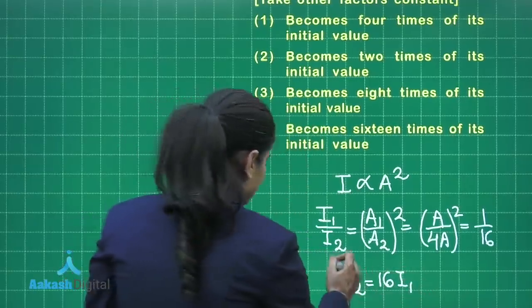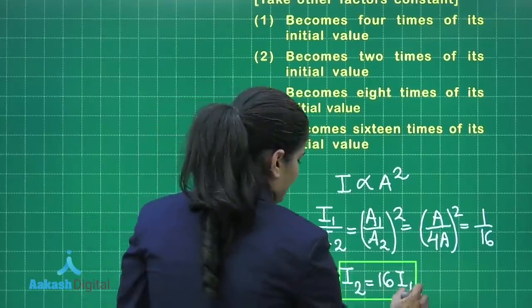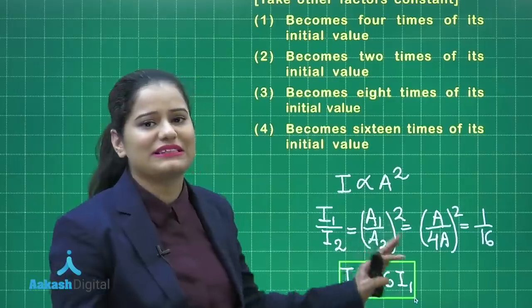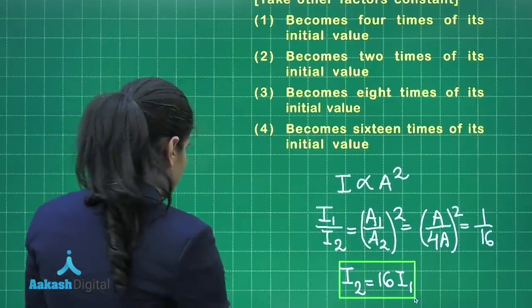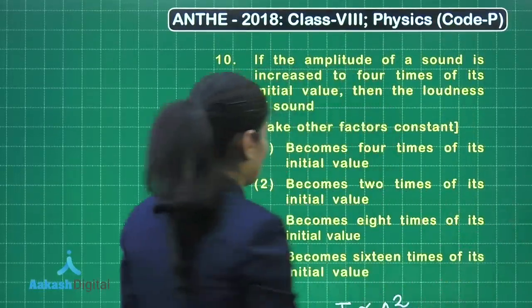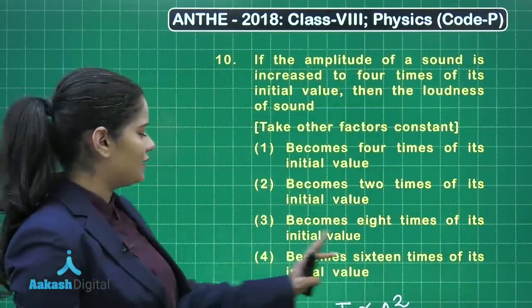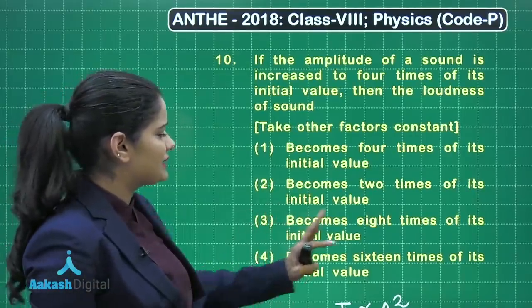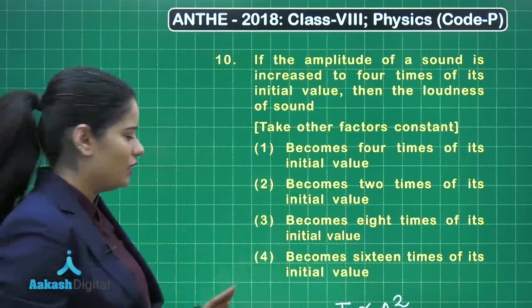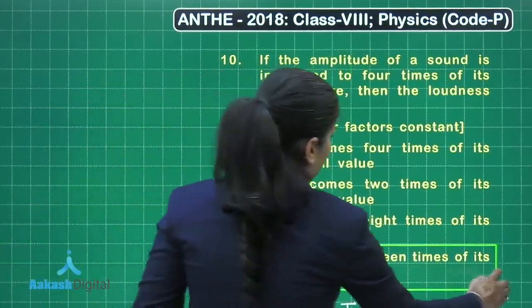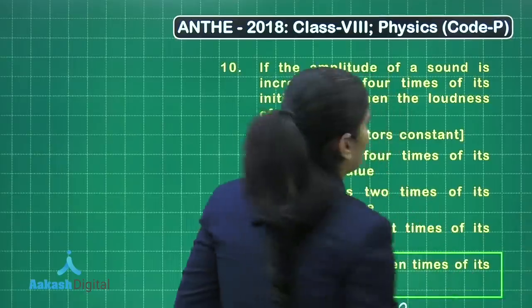So here you can see that the intensity or the loudness will become 16 times. If you have a look at the options, you can clearly see that option number 4 is the correct option, as it says the loudness will become 16 times of its initial value. So I can mark this to be the correct option. I hope this question is again quite clear to you.